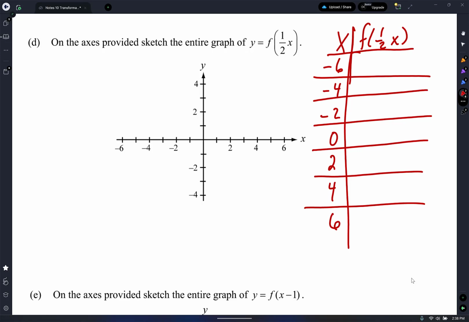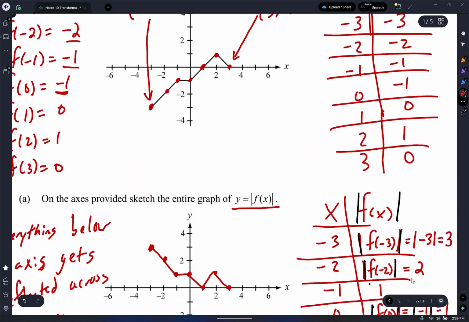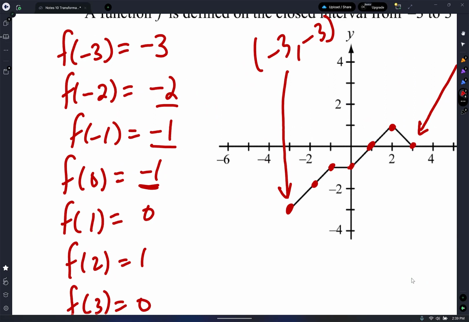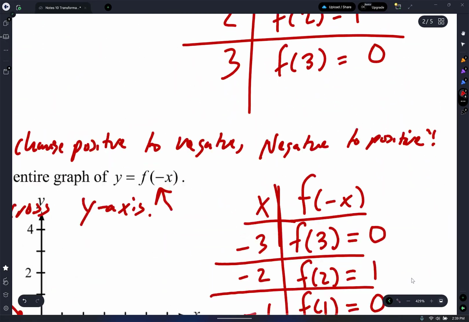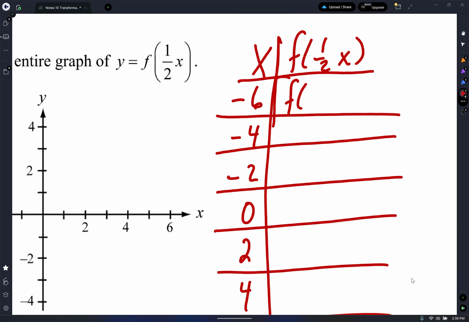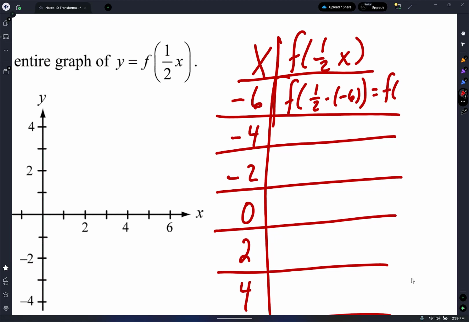Look at this, guys. Okay, I guess I'll tell you. It's not a secret. These are the only outputs I know: f of negative 3, f of negative 2, f of negative 1, f of 0, f of 1, f of 2, f of 3. Those are it. So look what happens if I plug in a negative 6. I write f of 1/2 times negative 6. What's half of negative 6? And that's the only output I have.